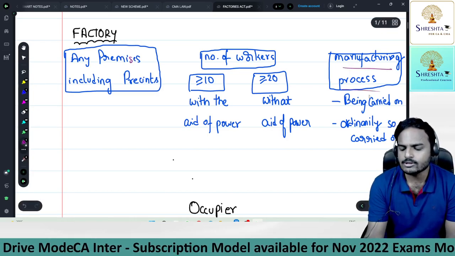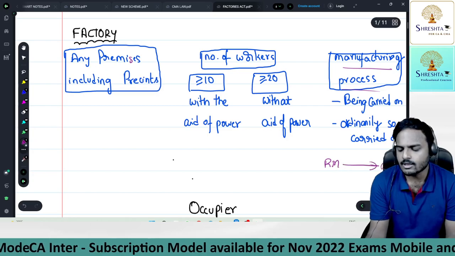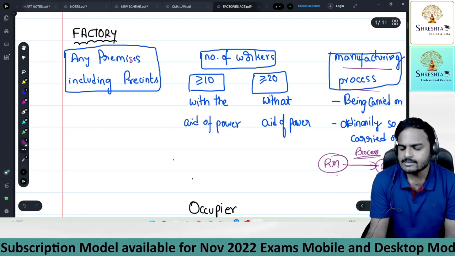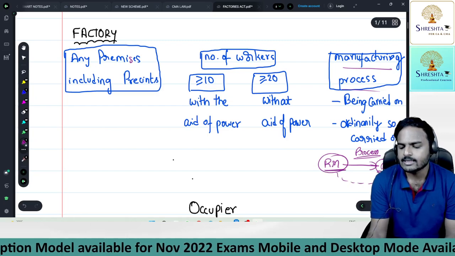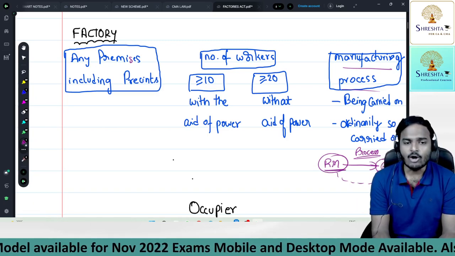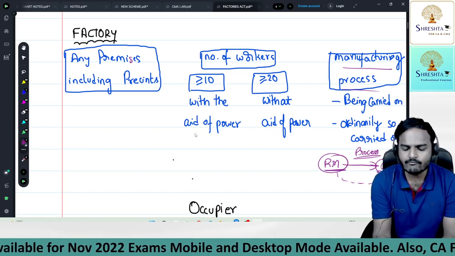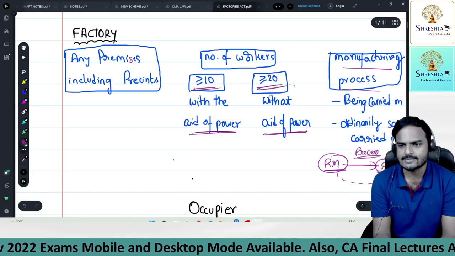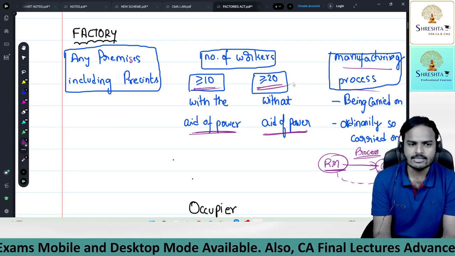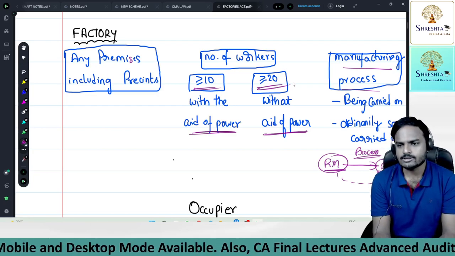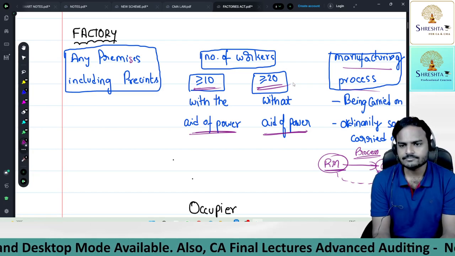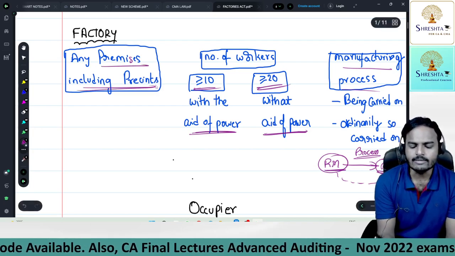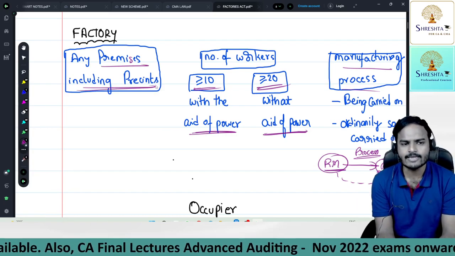So there should be a manufacturing process. With this, a raw material becomes a finished product. The process which we take up, as a result of which raw material is being converted into finished products, this is nothing but manufacturing process. And how many workers are required, sir? If that manufacturing process requires power, 10 or more workers, without power, 20 or more workers. Take handloom industries. Some industries, without aid of power, run manufacturing process, like manufacturing handmade garments. Understood. So there 20, and premises including surroundings. If these three conditions are satisfied, we call it a factory.